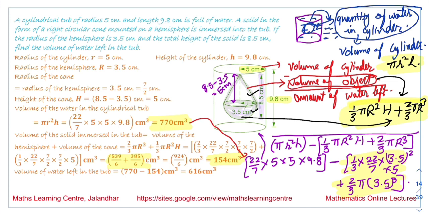So the volume of the water left in the tub will be the difference of these two values, and it comes out to be 770 minus 154, that is equal to 616 centimeter cube.